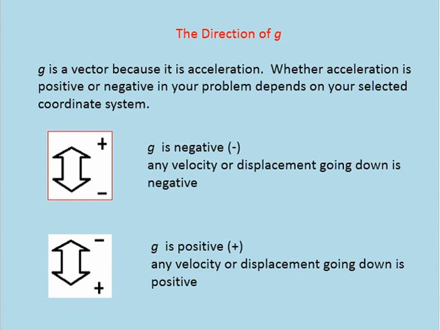Now you can take g as positive. So you could say that the downward direction is positive, which would mean any velocity or any displacement in the downward direction is positive, but then that means that anything going upwards has to be negative, and that tends to confuse us. So as a result, for me, remember that I'm always going to say that g is equal to negative 9.8 meters per second squared.